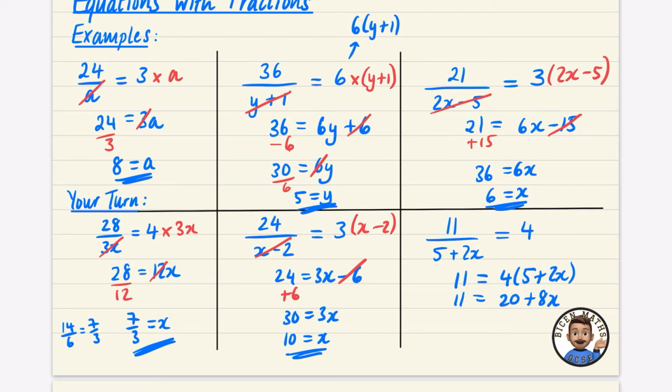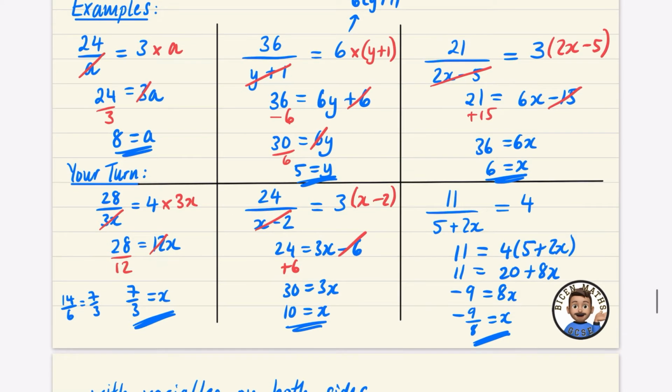If I do 11 take away 20, I get minus 9 equals 8x. And then I'm going to divide by 8. So I get minus 9 over 8 is equal to x. So eventually you may build up to doing these things where all the calculations are done in your head and you don't need that red writing.